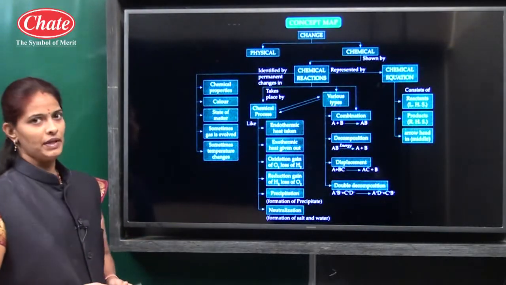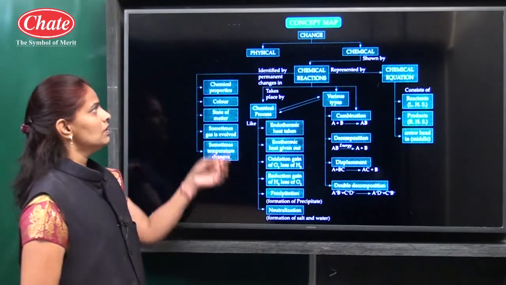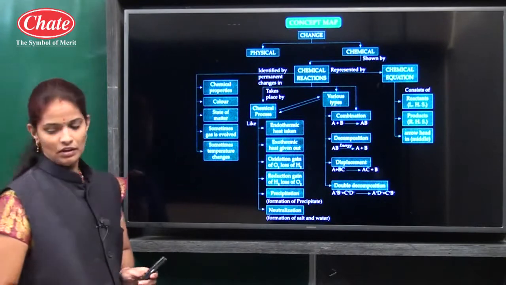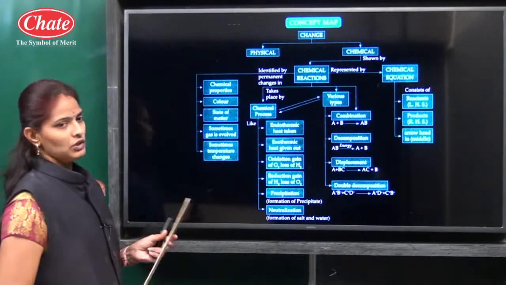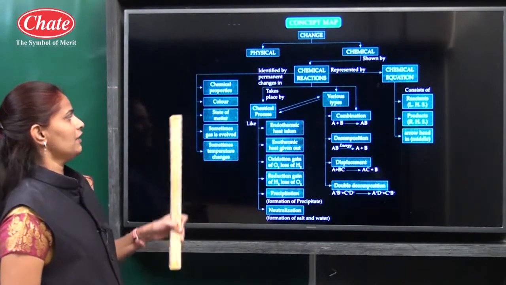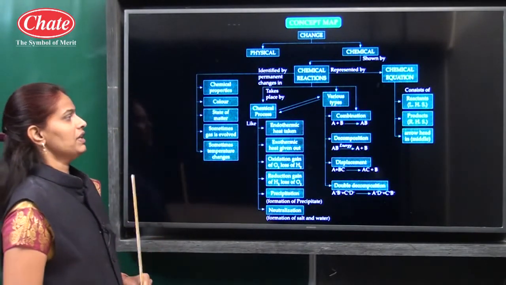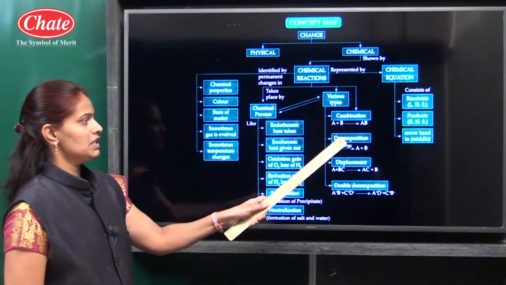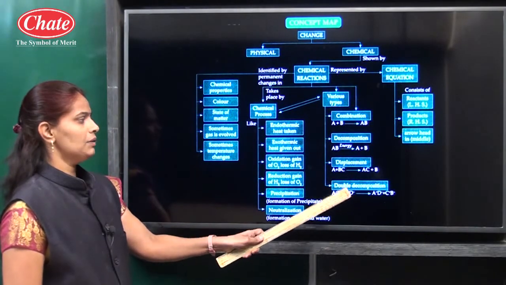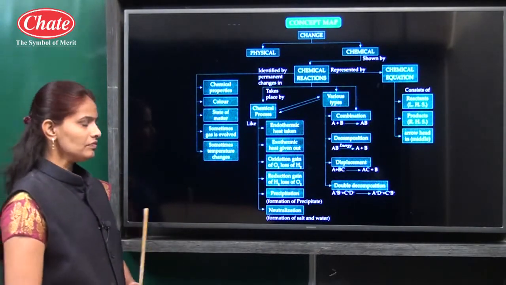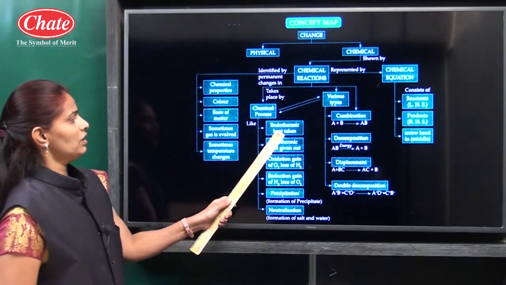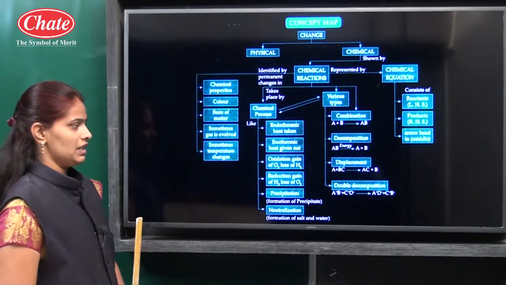So this is the concept map of this chapter. There are 2 types of change, physical change and chemical change. Then according to the nature of reactants and products, there are 4 types of chemical reaction. These are combination reaction, decomposition reaction, displacement reaction and double displacement reaction. According to heat, there are another 2 types of chemical reaction, endothermic reaction and exothermic reaction.